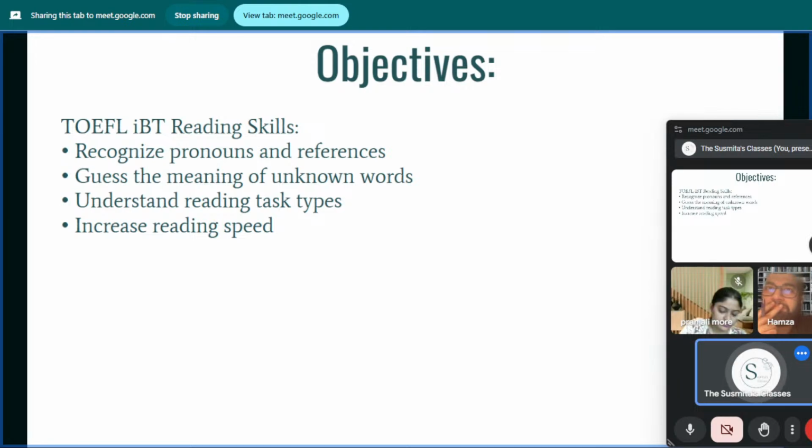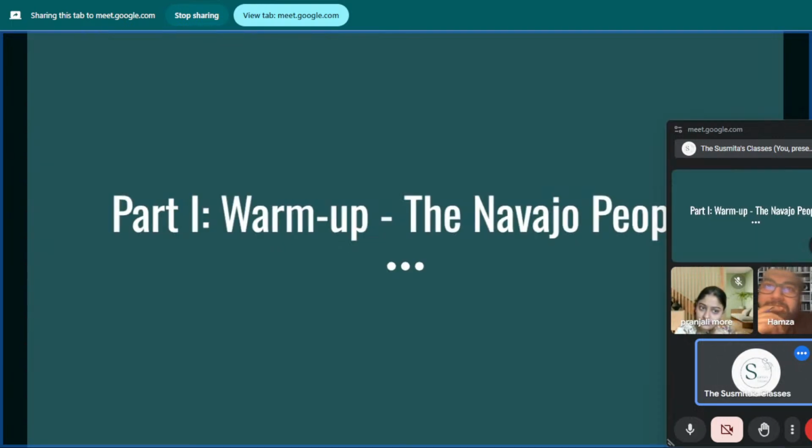Now, in this, we are going to do our reference based question. Basically, we are going to see how to recognize the pronouns and how to understand their references, because that's one question that we get. You might remember that, where they highlight and ask, what does this mean in the sentence, correct? Then we are going to try to guess the meaning of unknown words. Then we are going to try to understand reading task types, and then we are also going to see how can we increase our reading speed, because that's very very necessary for us.